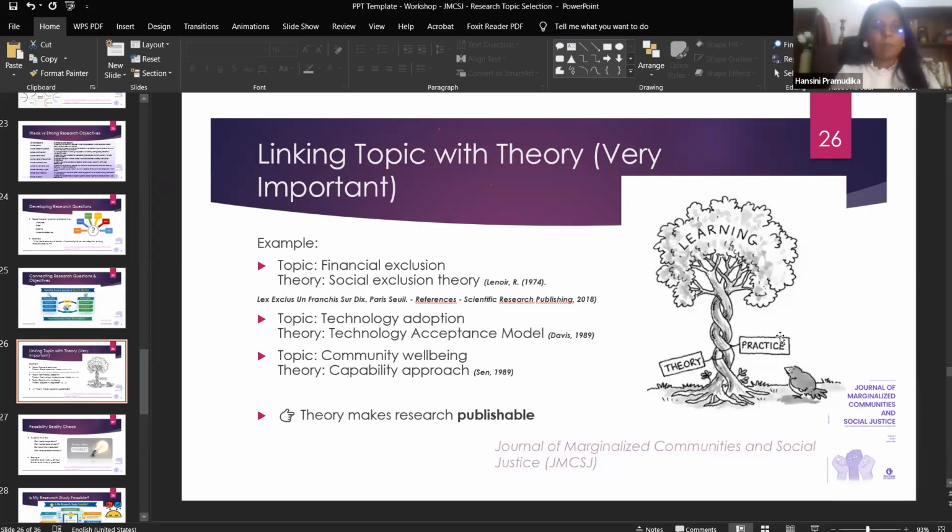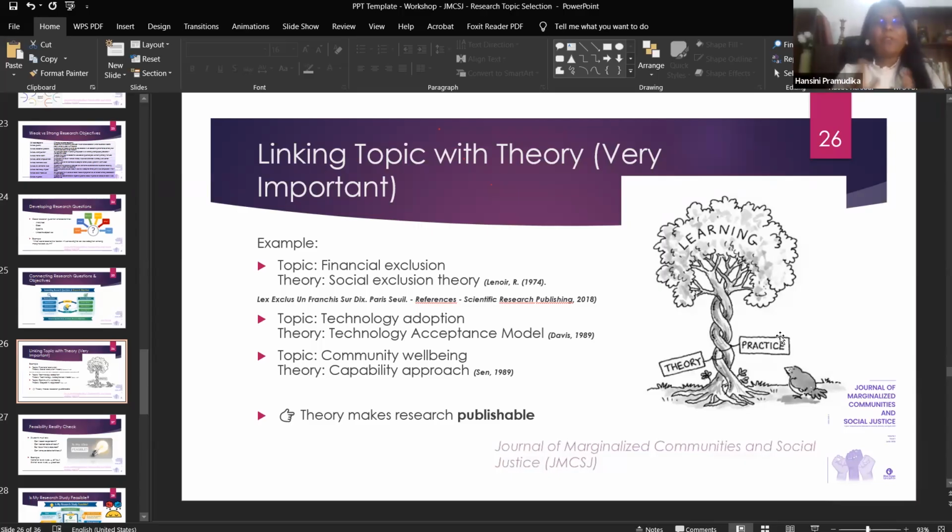So here I'm going to give you a couple of examples. The topic is financial exclusion, right? The theory, social exclusion theory, founded by Lenoir in 1974. Very old theory, right? So when you write the literature review especially, you have to connect your idea with the theories. Likewise, it is not enough to identify the theory or mention the theory. You have to give gratitude to the founder as well. For that, you have to mention their name.